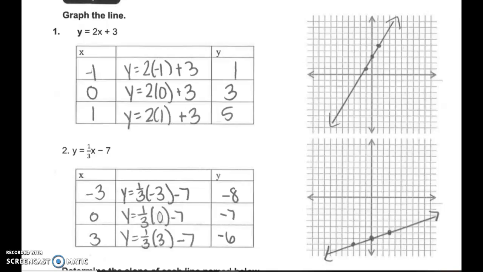For question number 2, when your coefficient of x is a fraction, remember we choose values of x that are multiples of the denominator, so that's why we chose -3, 0, and 3 here, because it's easy to multiply 1/3 by those numbers. So my 3 ordered pairs are -3, -8, 0, -7, and 3, -6. Okay, please remember if you plot your points and they don't make a straight line, that means you probably made a mistake somewhere in your table or you plotted the point wrong, so you need to go back and check.